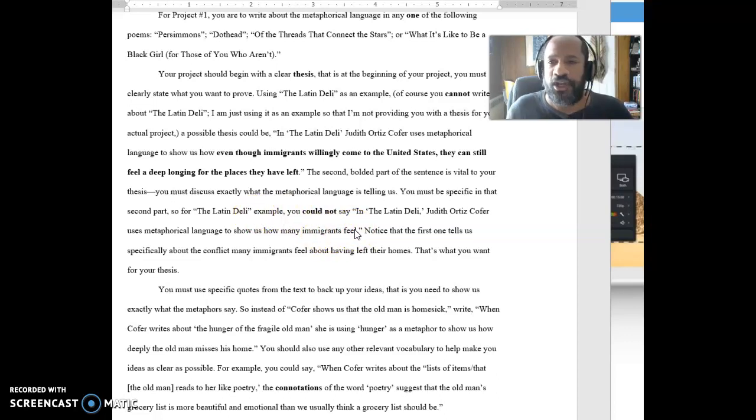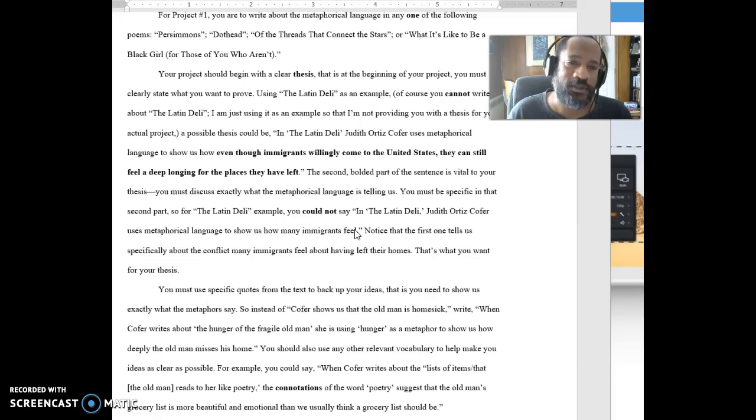Don't just say, in general, in Dothead, the poet uses metaphorical language to show us how the character feels about his mother wearing a bindi. Well, no, that's not good enough. How does he feel? You have to fill that part in. Okay. In Persimmons, the poet uses persimmons as a metaphor to tell us how the poet feels. No. How does the poet feel? You have to be specific right there in your thesis.